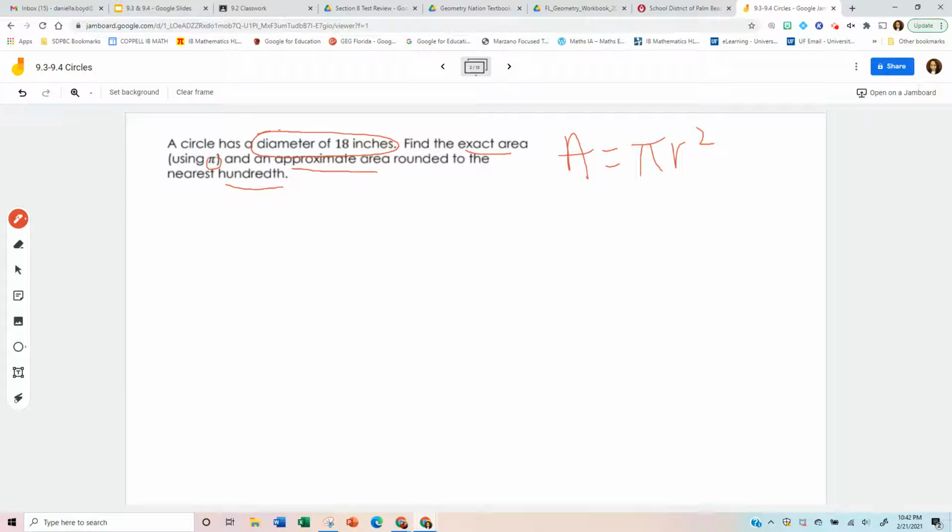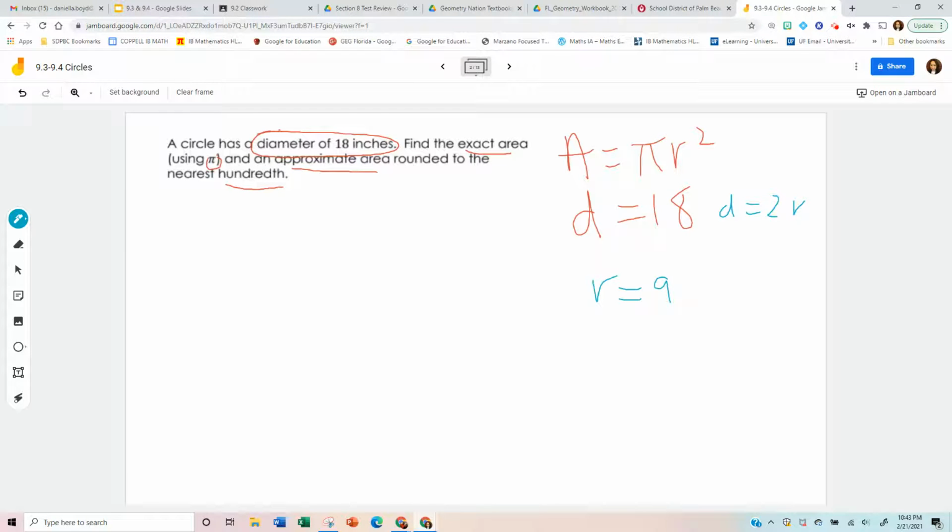We want to list the information that we know. We know that the diameter is equal to 18. Unfortunately, my formula does not have diameter in it. It has radius. So I need to know the relationship between diameter and radius. Diameter is bigger than the radius. So if the diameter is 18, the radius is half of that, which is 9. So the diameter is equal to 2 times the radius. That's the relationship between them, okay?